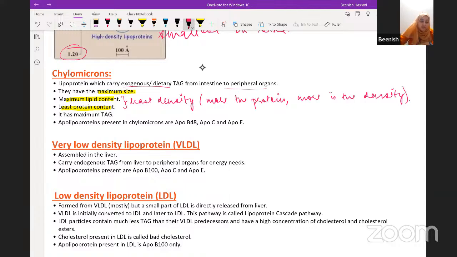It has maximum TAG. So the lipid that is maximally present in chylomicron is TAG. This can also form one of the MCQs. It can be asked like which of the following lipids is maximally present in chylomicrons, and your options might be triacylglycerol, phospholipid, etc. So you're going to mark TAG.